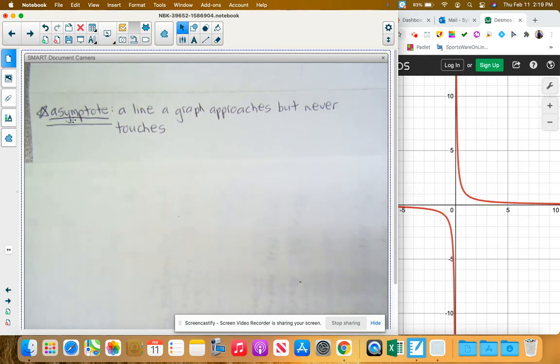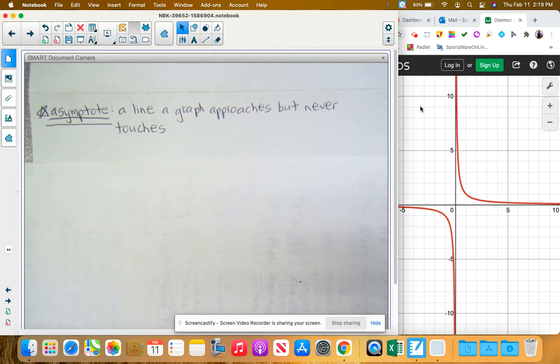So this word here, asymptote, is a line a graph approaches but never touches. So I'm going to look at the graph to kind of describe that to you. Again, that word is asymptote. It's a line a graph approaches but never touches.